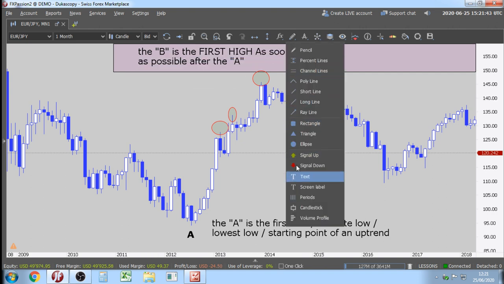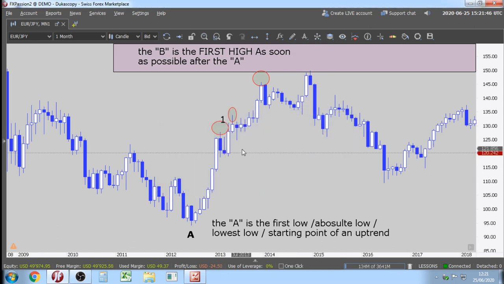So which one is the B? Is the number one? Is the first circle the B? Is the second circle? Or is the third? What would you say, everybody? Which one is the B? Zuel says number two, time to shine, number two. Anybody else? Zuelius says three, not two. The second is not a high. Why not? Why is the second not a high?